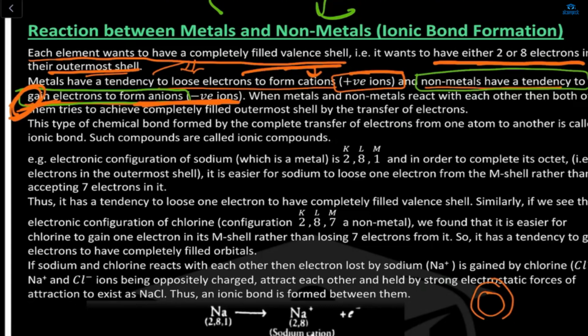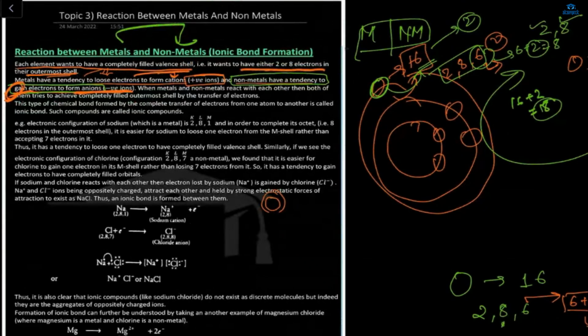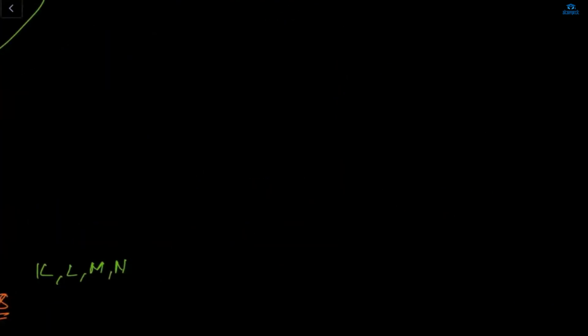Okay, let me give you more examples. For example, one second. Can you give some other element examples? So what is the atomic number of sulfur? Riya, what is the atomic number of sulfur? Atomic number of sulfur is how much? 16.